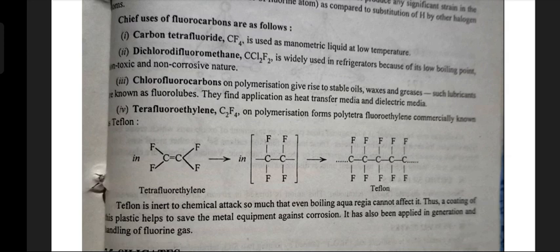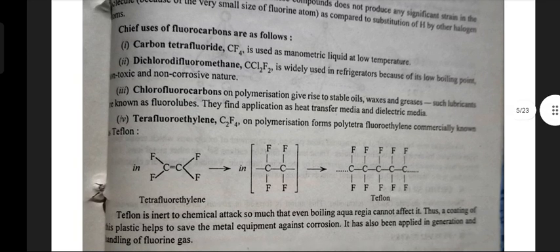They find application as heat transfer media and dielectric media. Tetrafluoroethylene, on polymerization, forms polytetrafluoroethylene, commercially known as Teflon. Teflon is so inert to chemical attack that even boiling aqua regia cannot affect it. Therefore, a coating of this plastic helps us to save metal equipment against corrosion. It has been applied in the generation and handling of fluorine gas.